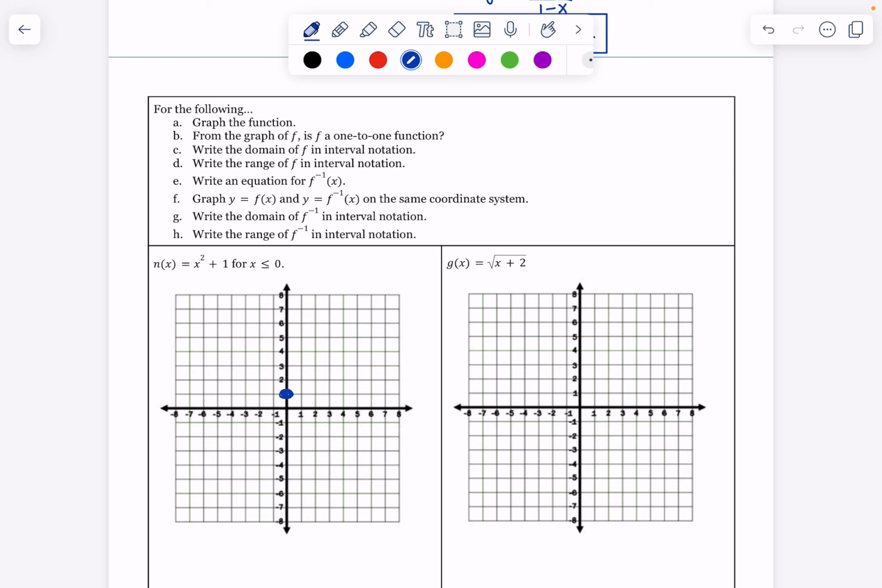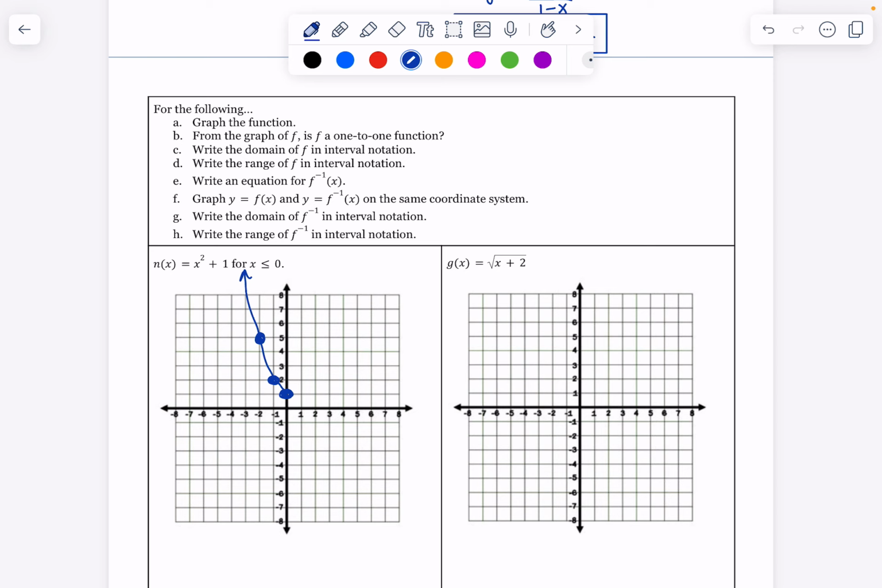If I plug in a negative 1, so that would be negative 1 squared plus 1, I would get 2. If I plug in a negative 2, I'm going to get 4 plus 1, which is 5. And if I plug in a 3, I would get 9 plus 1, which is 10, which is off the grid. And we want our x's to be less than or equal to 0, so it's just going to go like that.